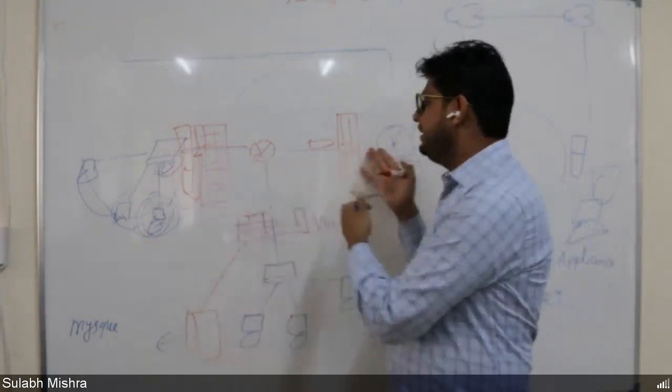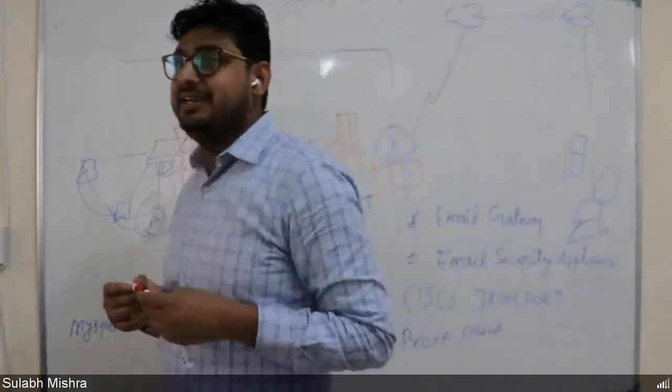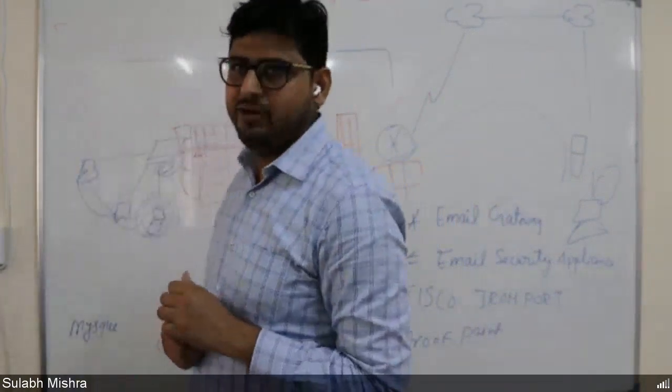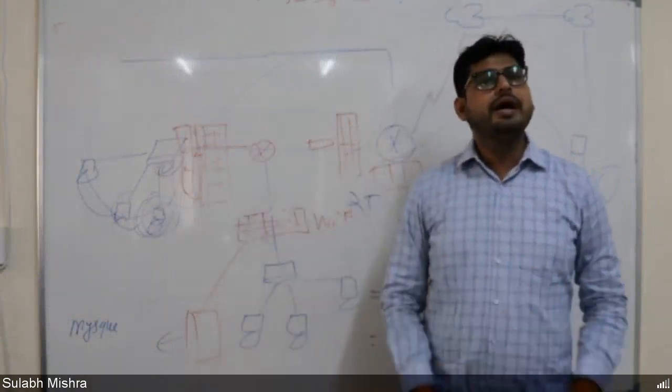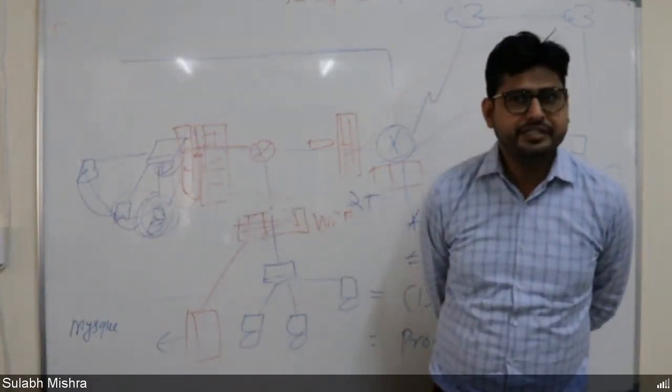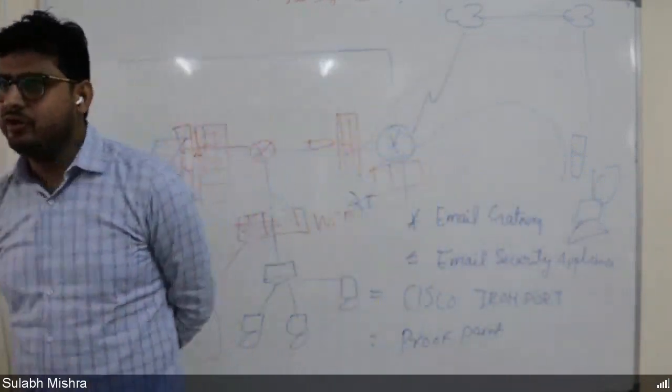Physically, if you see the network, everything is inline, right? But virtually they are not inline all the time. Get it in mind? Any traffic coming on a port other than 25 will bypass the email gateway. Yes or no?